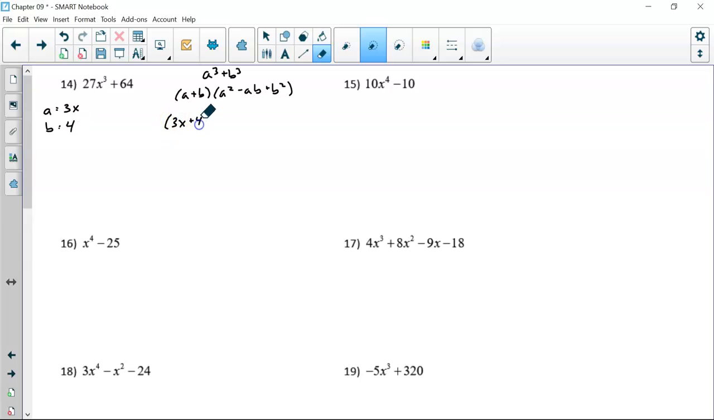3x plus 4. Now for a squared, we square the 3 and the x. You get 9x squared, minus ab. So minus 4 times 3x is negative 12x, plus 4 squared, which is 16. And there is our factoring.